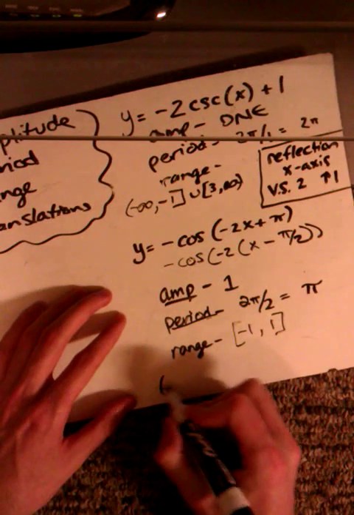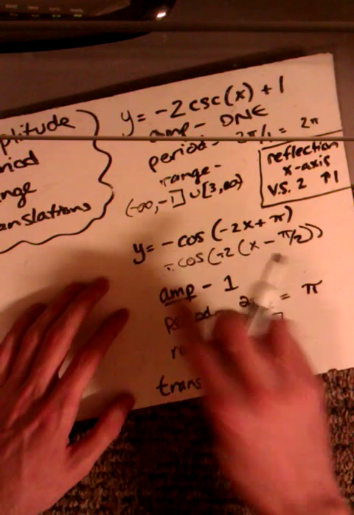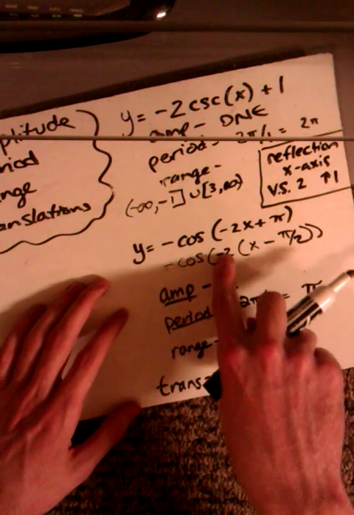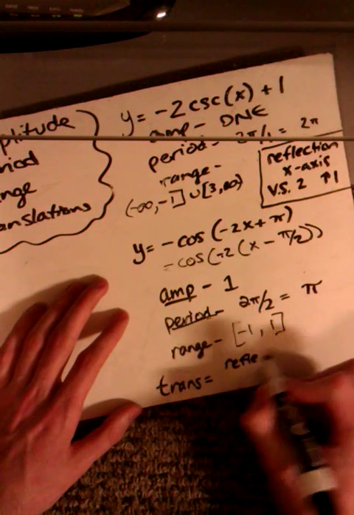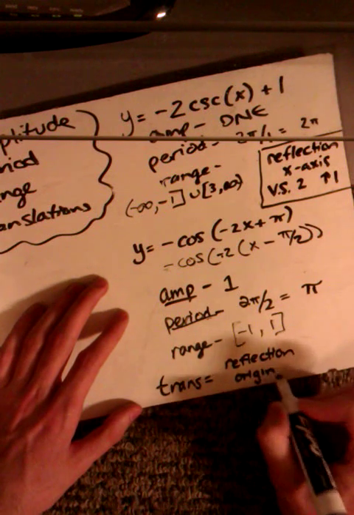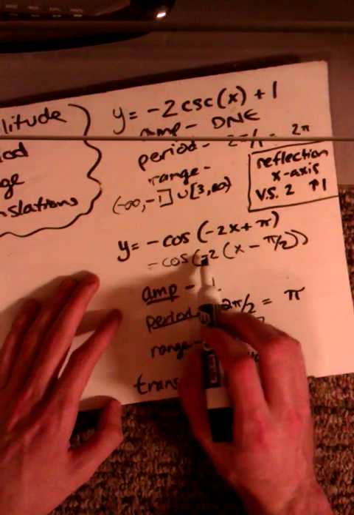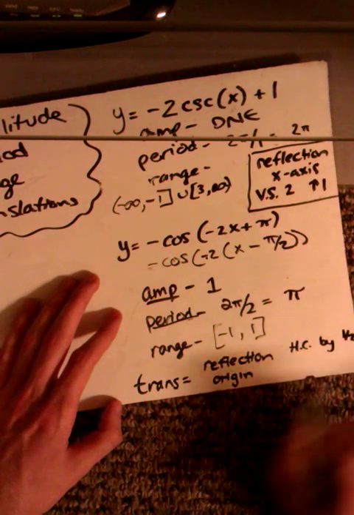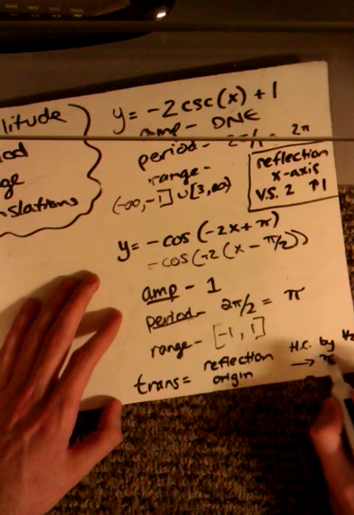But the translations, if we translate this graph, we're looking at the negatives. We've got 2 of them. This one would be a reflection over the x-axis. This one would be a reflection over the y-axis. We don't have to write both of those reflections. We can simplify it down to just one: it's a reflection across the origin. Okay, so that's the 2 negatives that we see. And we already mentioned that the 2 was a horizontal compression by a half. And then we're shifting our whole graph over to the right, pi over 2 units.